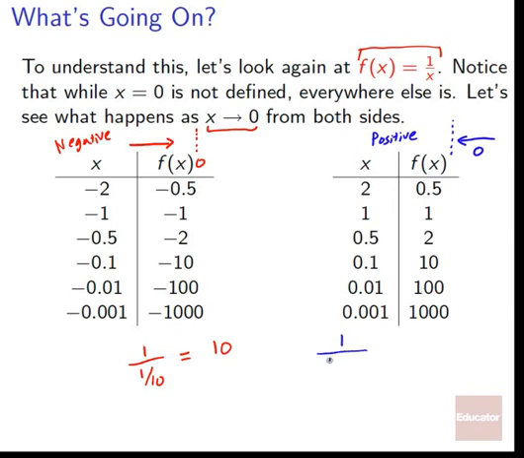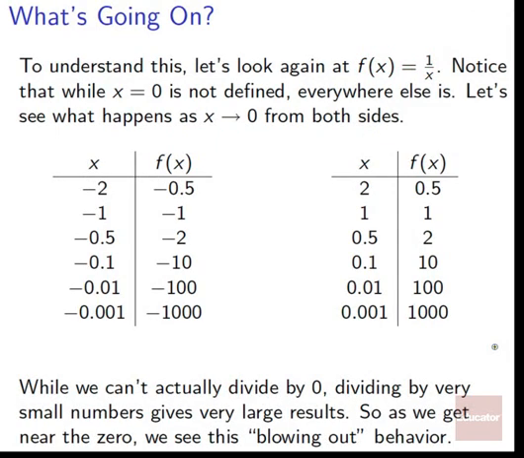1 divided by 1 million is a very small number, but it's one of the things that's defined, right? Because it's not x equals 0, it's just very close to x equals 0, that will cause it to flip up to the top and we'll get 1 million. So we'll get to any size number that we want. We can't actually divide by 0, but by dividing by very small numbers, we get large results.